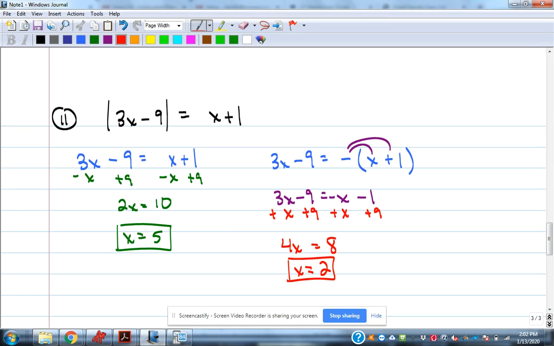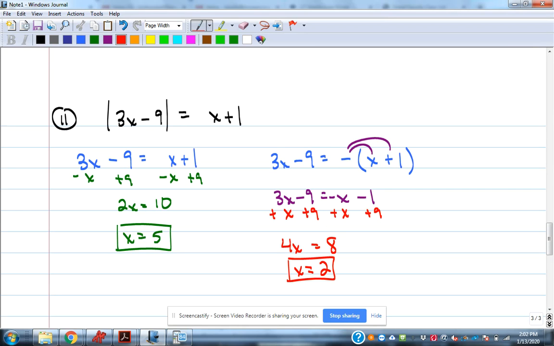So I'll plug a 5 in to each side. So the left side will be 15 minus 9, which is 6. The absolute value of 6 is 6. On the right-hand side, 5 plus 1 is 6. So that works. Let's plug the 2 in and see if it works. 6 minus 9 is negative 3. The absolute value of negative 3 is positive 3. On the other side, what's 2 plus 1? 3. Does that check? Yes, both of these work.